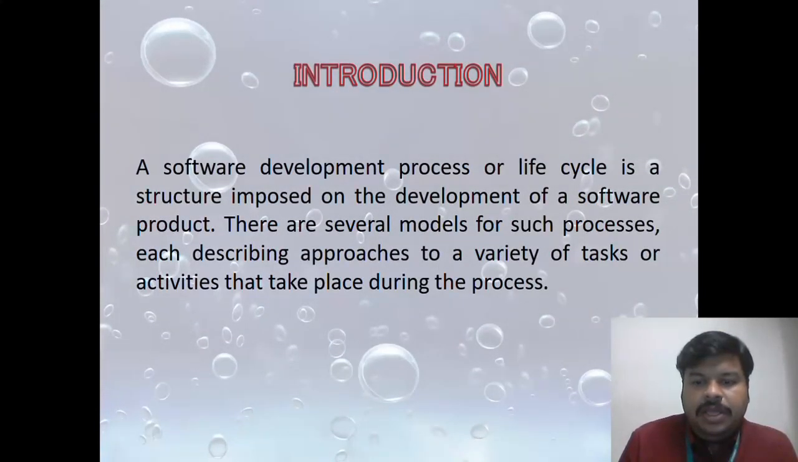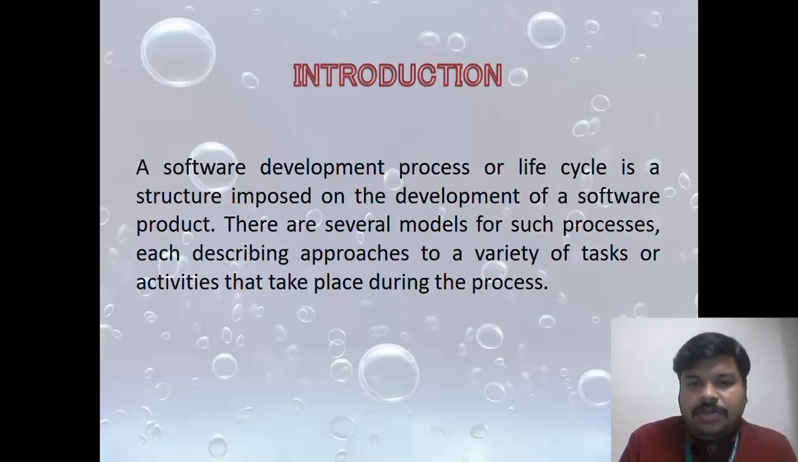Normally, there are two types of software products: a generic software product and a customized software product. Generic is a standard software product, for example, system software. Where it is customized, it is developed on the basis of customer requirements. That is called a customized software product. The other one is generic.